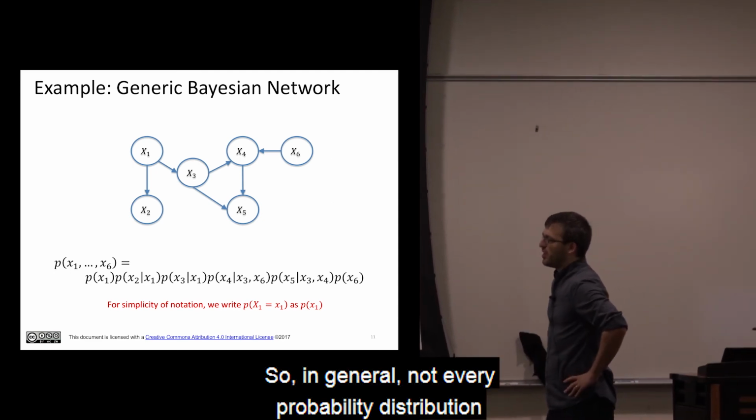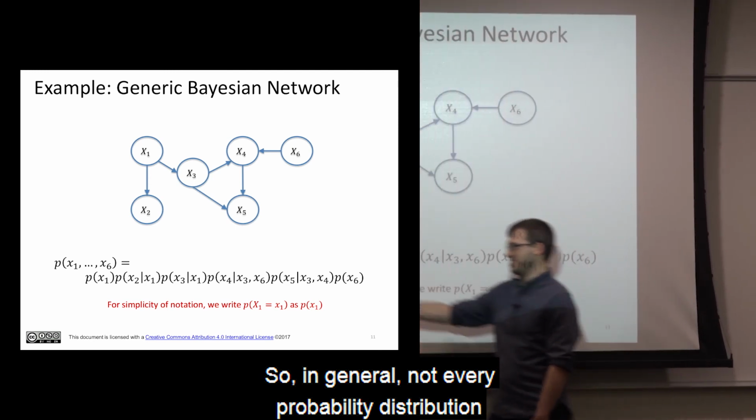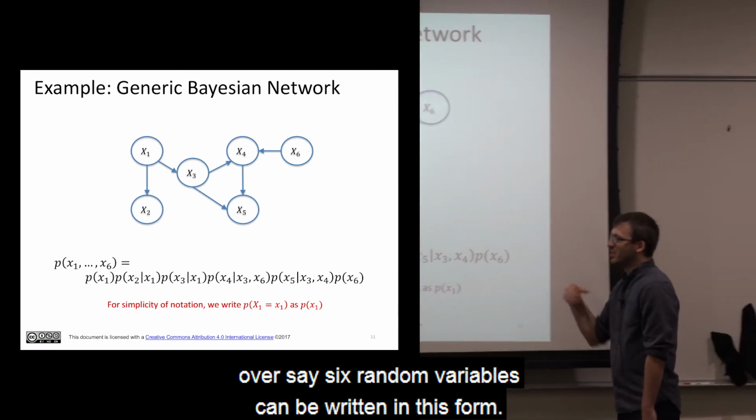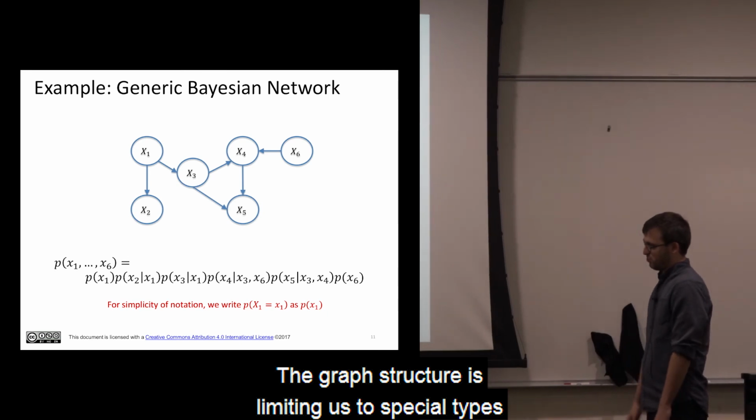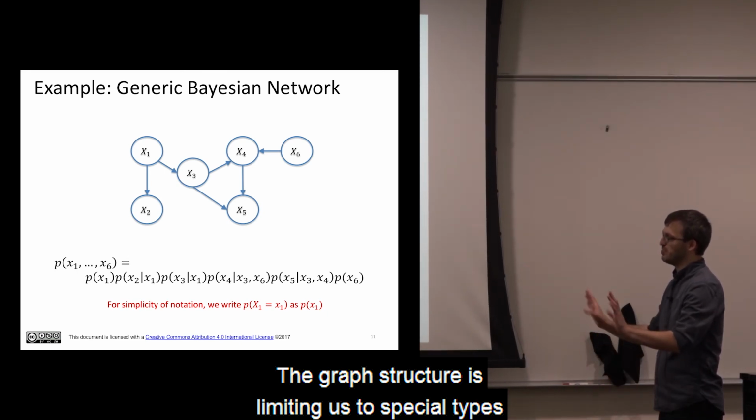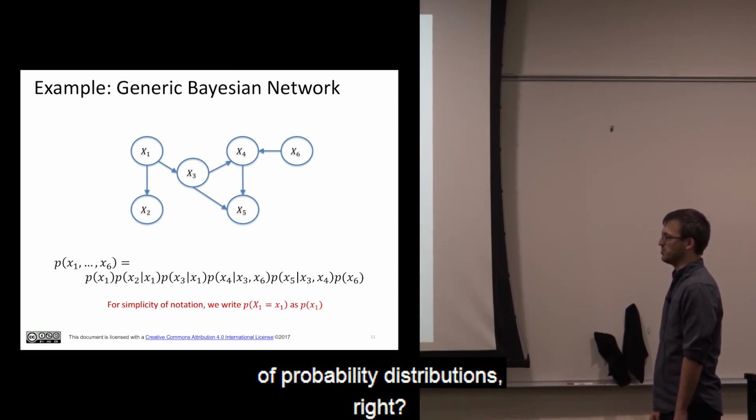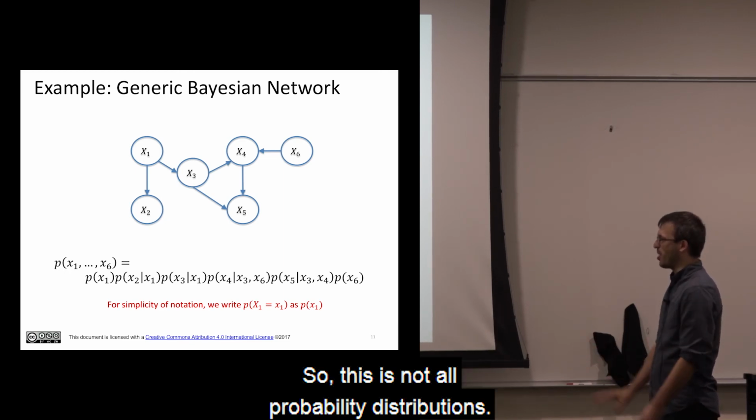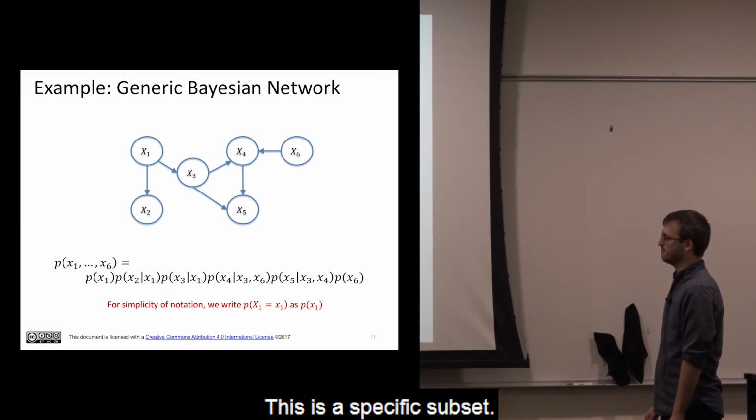That's the probability model that I'm fitting. So in general, not every probability distribution over, say, 6 random variables can be written in this form. The graph structure is limiting us to special types of probability distributions. So this is not all probability distributions. This is a specific subset.